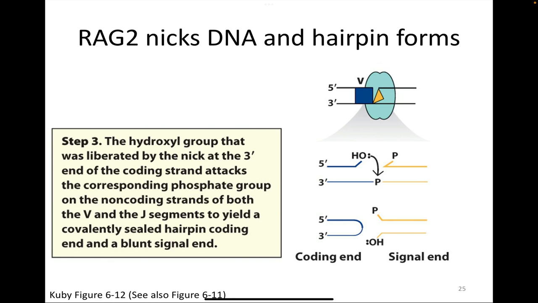The part that now has both sides broken is the RSS part. And so we call it the signal end or the signal joint because it's the RSS.